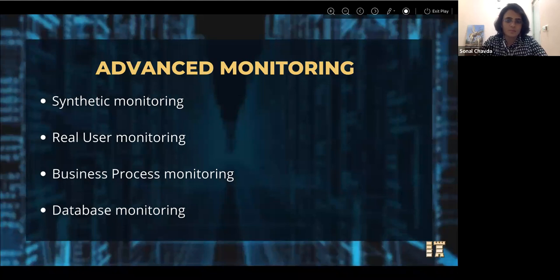So all that we saw was basic and primitive monitoring, which in any infrastructure one would like to set up or configure. This is beyond the scope of this webinar, but there are some advanced monitoring concepts as well, if monitoring is to be done completely and fully. They are synthetic monitoring, real user monitoring, business process monitoring, and database monitoring.